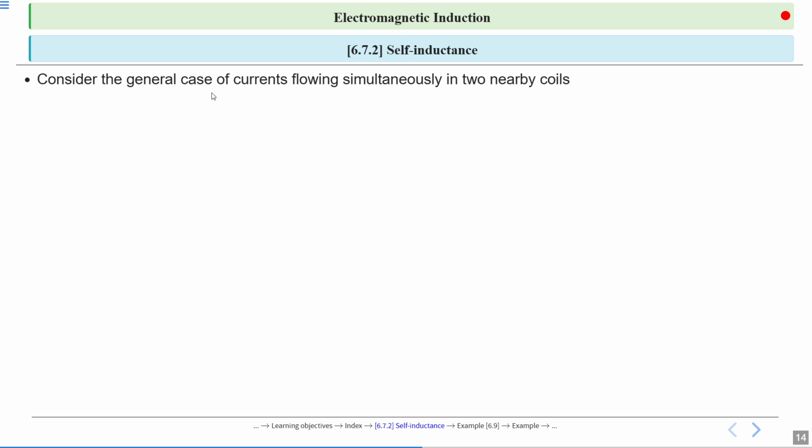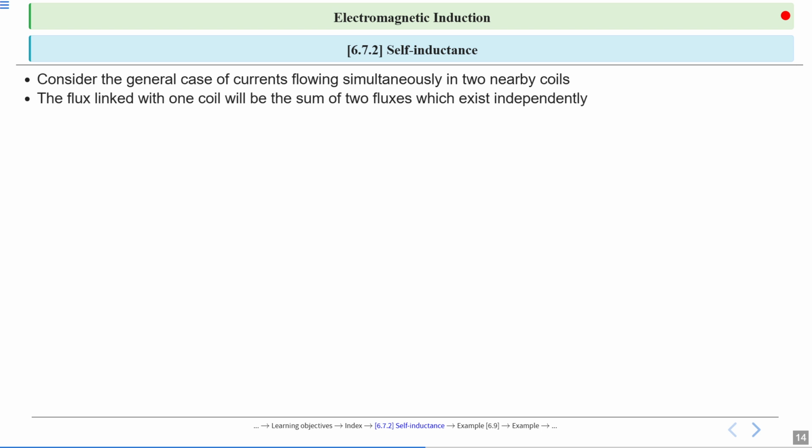Now consider the general case of currents flowing simultaneously in two nearby coils. In mutual induction we have discussed that only current is flowing through one coil. We had taken two cases in yesterday's class: either current is flowing through the outer coil, or current is flowing through the inner coil. But consider the general case, where current is simultaneously flowing through two nearby coils.